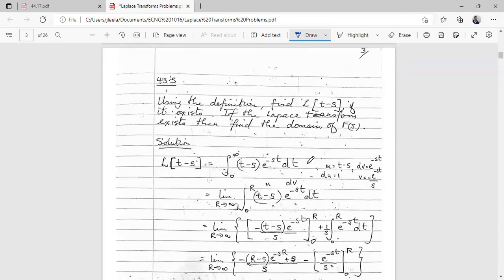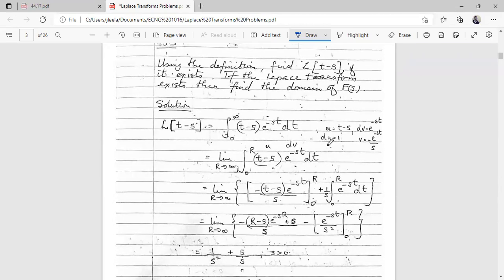Using the definition, find the Laplace transform of t minus 5, if it exists. If the Laplace transform exists, then find the domain of F of s, right? So let's look at this here, the Laplace. We're using the definition of the Laplace. Remember, the definition is the integral, right? e to the minus st times f of t. In this case here, f of t is t minus 5, right?